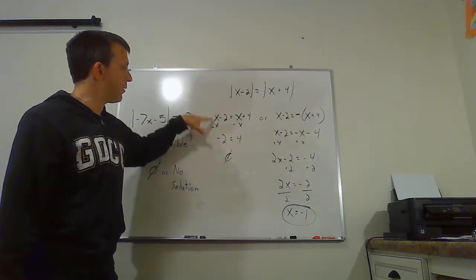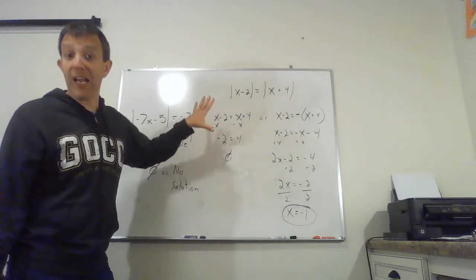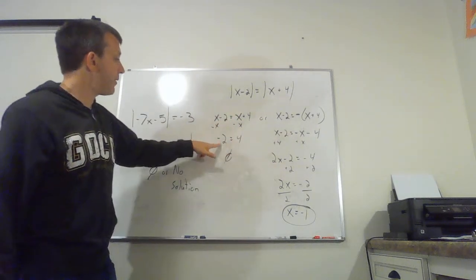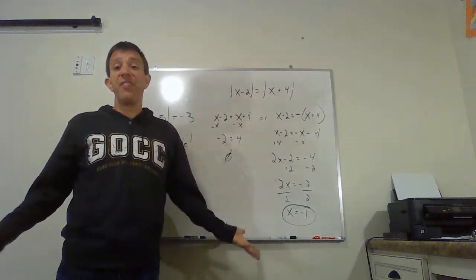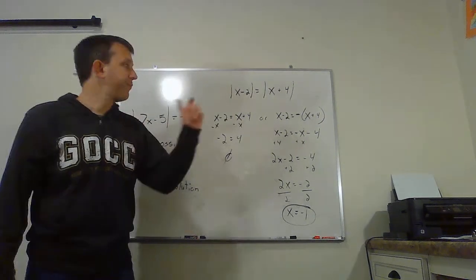We subtract x, but a weird thing happens. If we subtract x, all the x's in this case, now this won't always happen, but in this case, all the x's go away. I'm left with negative 2 is equal to 4. That's not possible. Since it's not possible, we say no solution for that one.